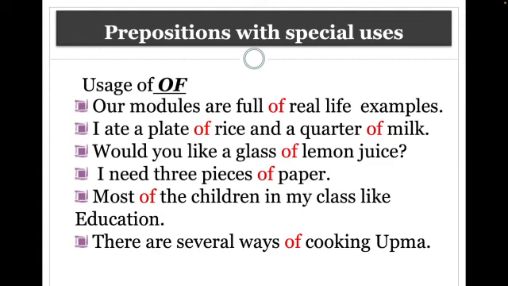Now, you also have prepositions that have specific uses. For example, the usage of the preposition of. Our modules are full of real-life examples. I ate a plate of rice and a quarter of milk. Would you like a glass of lemon juice? I need 3 pieces of paper. Most of the children in my class like education. There are several ways of cooking upma.